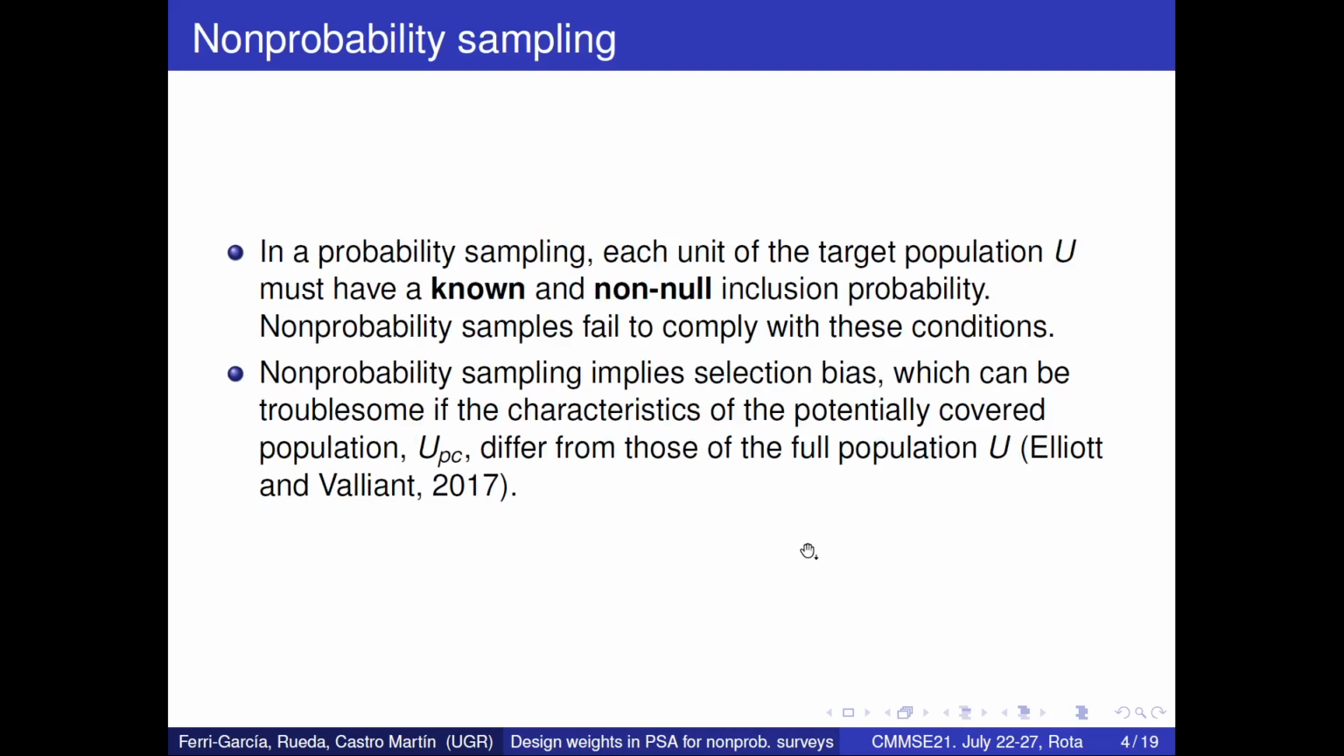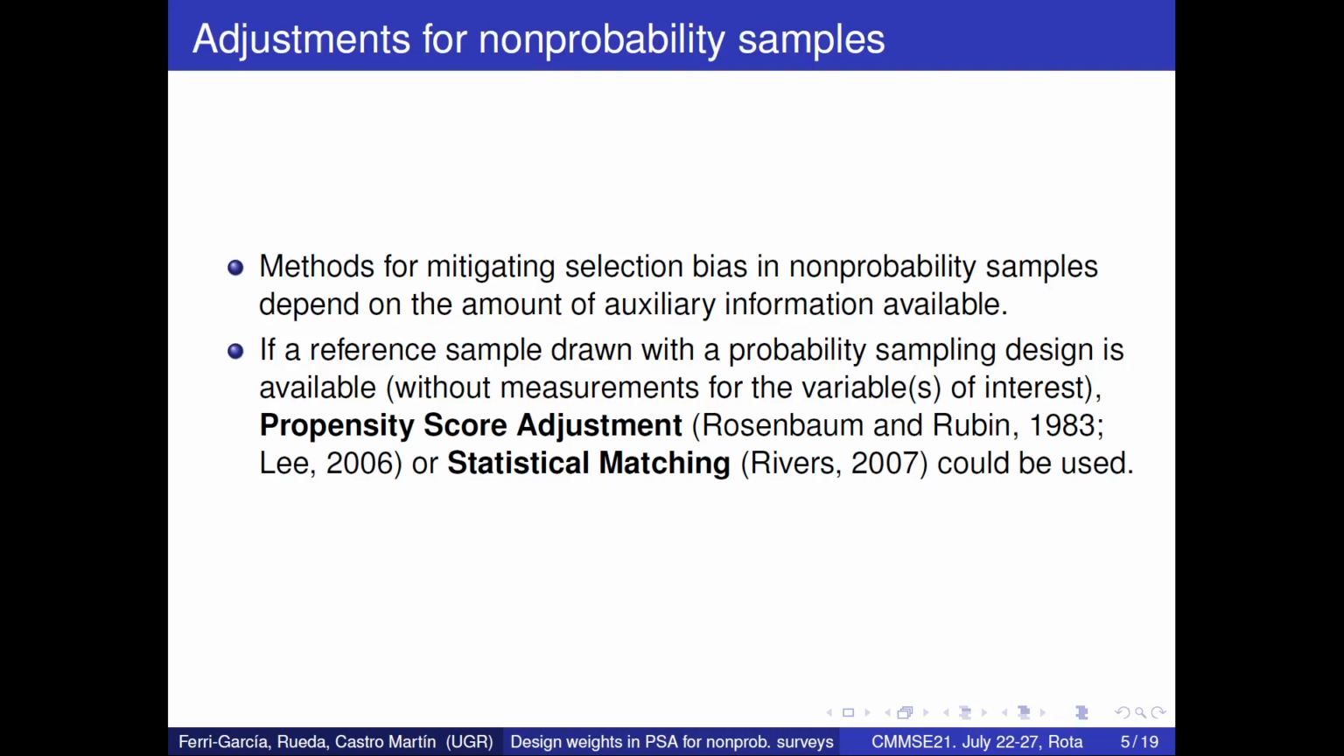In a probability sampling design, all the individuals of the target population have a known and non-null probability of being selected in the sample. If any of these conditions do not apply, we have a non-probability sample. These sorts of samples can lead to selection bias if the sample population is different from the non-sample population. This is something that was described in Elliott and Valliant in 2017. Some adjustment methods have been developed in the literature to mitigate selection bias produced in non-probability samples.